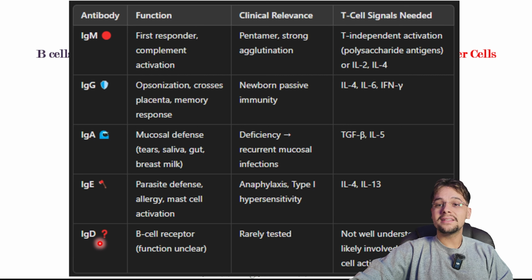The IgD is a little bit of a question mark. The way I remember it is IgD: I don't remember, because we don't know what it does. It's not very well understood. It's likely involved in naive B cell activation.